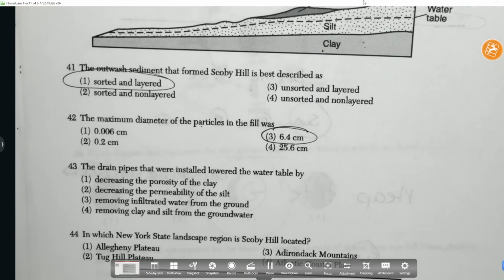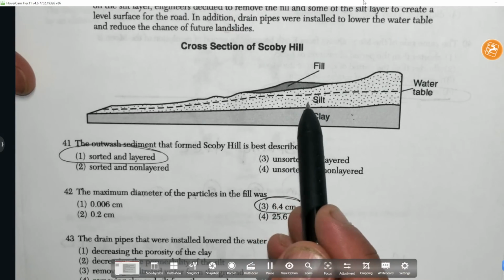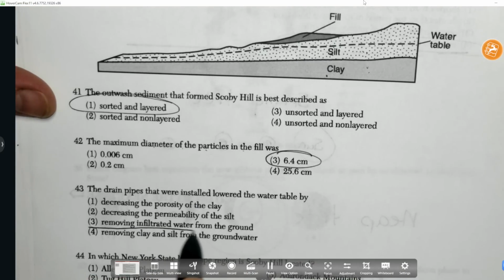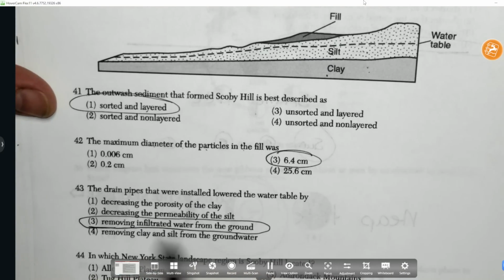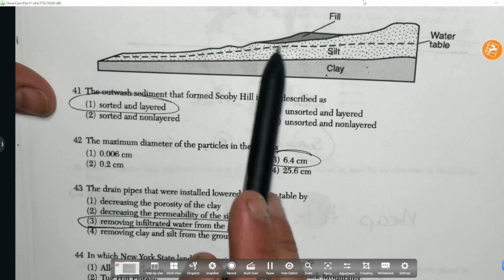43. The drain pipes that were installed lowered the water table by doing what? If you install drain pipes, you can do what? You can remove infiltrated water from the ground. Infiltrated is when water goes into the ground, and to pump it out would make the soil more stable.